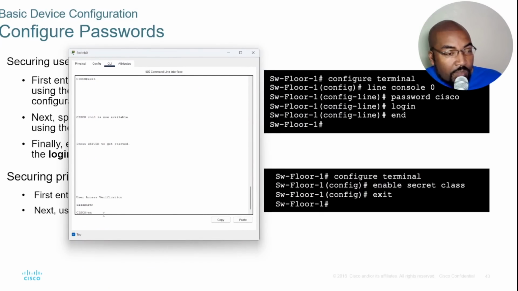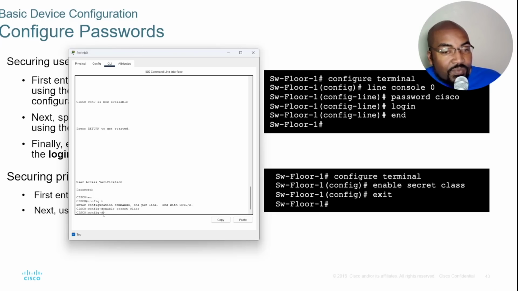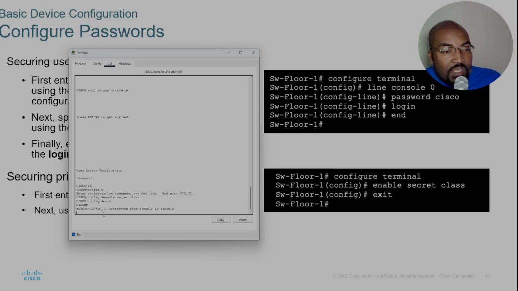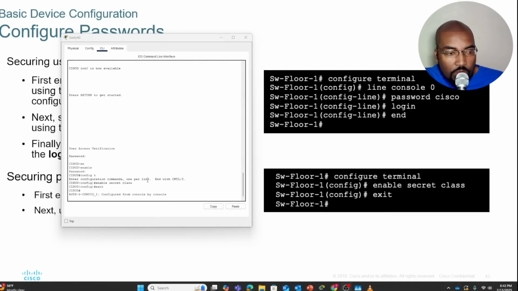So I'm going to type in enable. There we go. So now I am in privilege exec. I'm going to go config T. Now I'm going to type enable secret class, press enter, and exit. All right. Now it should be a secret password. So here, now we are ready to go. But one thing I forgot to show you, I want you to see, is that I made the secret password the word class. All right. The secret password is the word class.